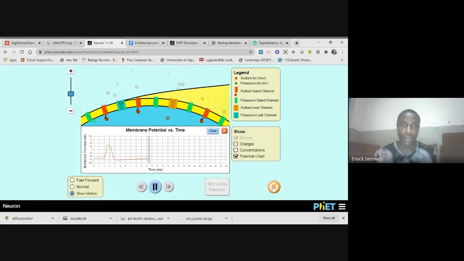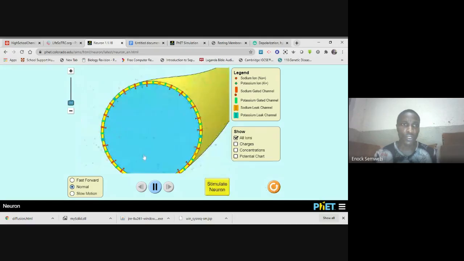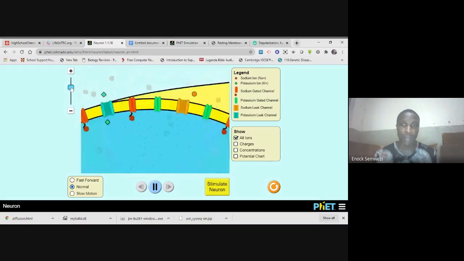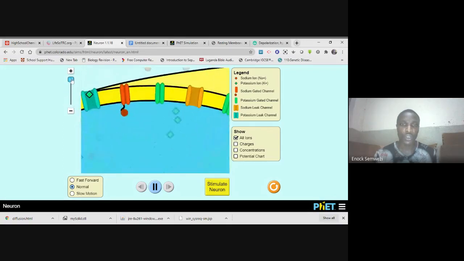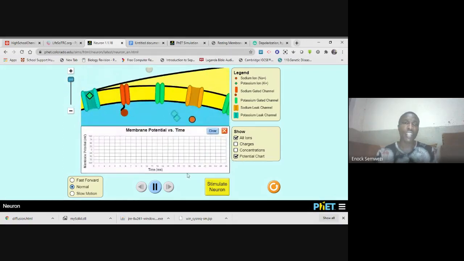We are going to use a simple chart here to see exactly what happens on stimulation of a membrane. Originally, at the start, the membrane potential is negative 70 millivolts, but I want us to see exactly what happens to the potential difference as the membrane is stimulated. I've stimulated it, check.